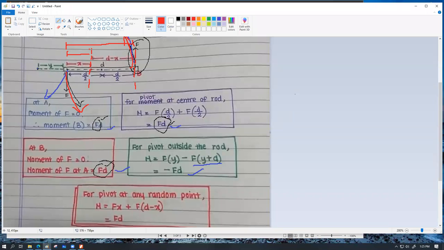So the whole point of this discussion is that if we have a couple working on an object, irrespective of our choice of pivot point, the total torque produced by that couple would always be one of the forces of the couple multiplied by the perpendicular distance between those two forces. And this is how the calculations are always going to work out.